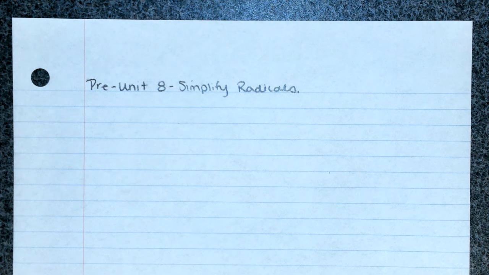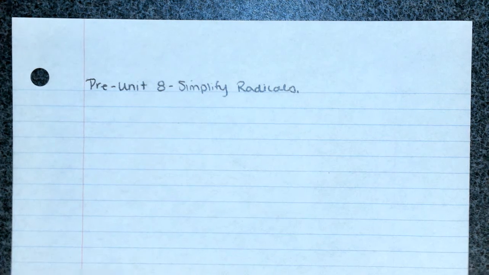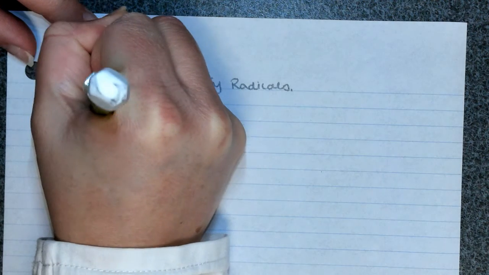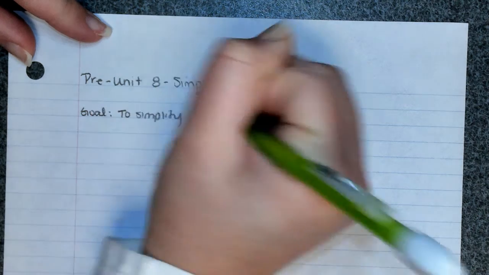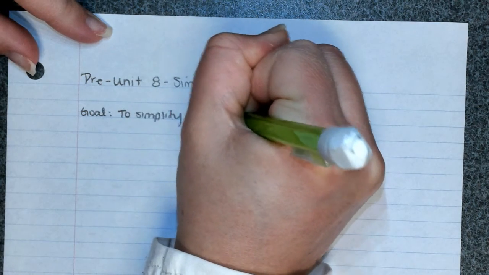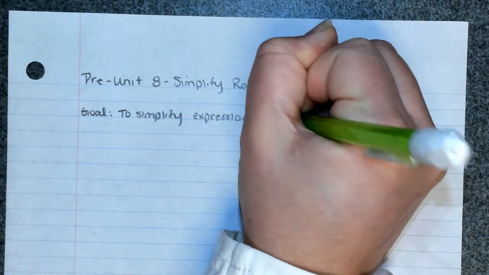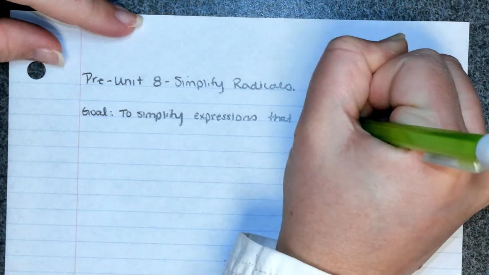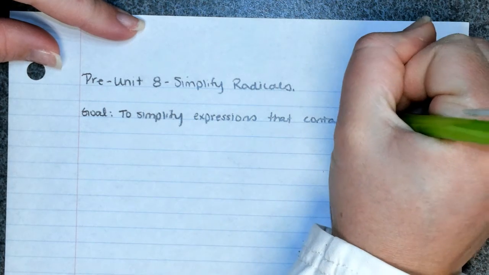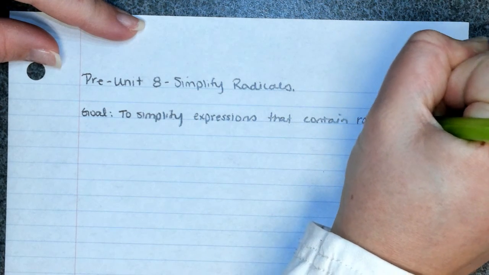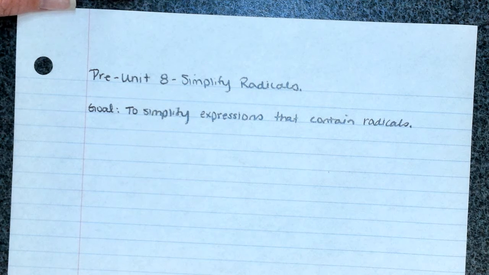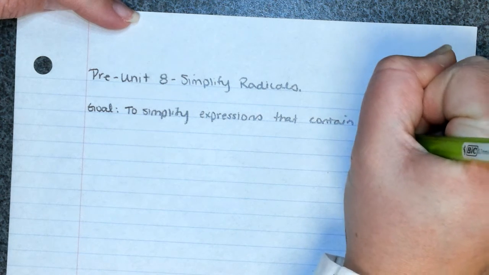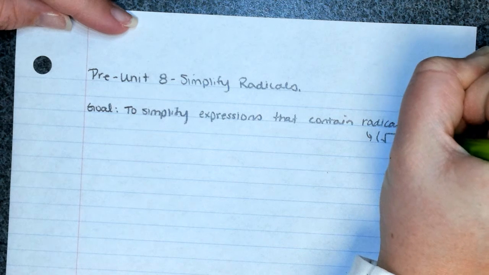Okay, so our goal today is to simplify expressions that contain radicals. Have you guys heard that term radical before? Okay. Radicals is just this symbol, so it just means a square root.